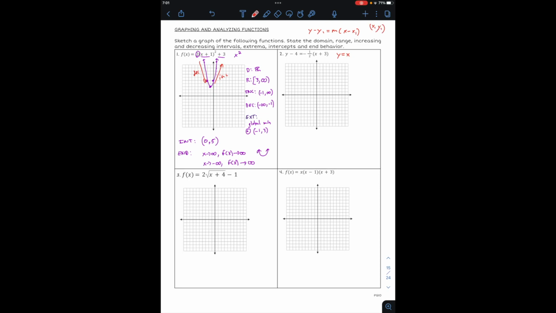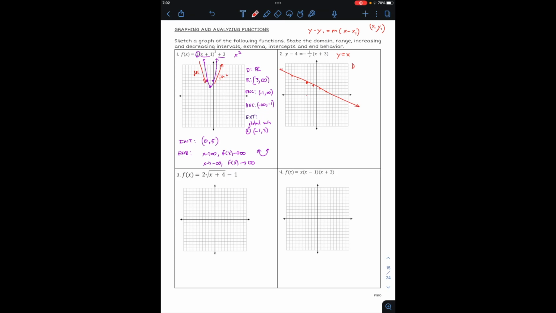M is the slope. So if that's the case, that means x1 would be -3, and y1 would be +4. So that's my (x1, y1). And then I can use the slope of -1/2, so I go down 1 over 2, down 1 over 2, down 1 over 2. And I'm going to connect that and see if we can create a nice straight line here.